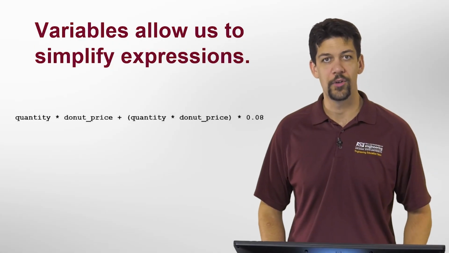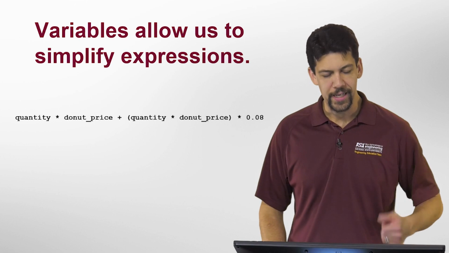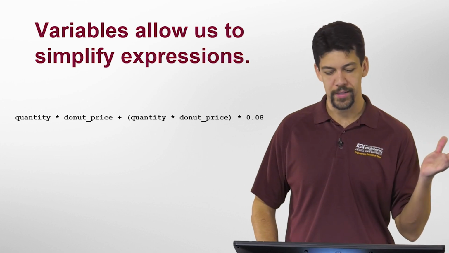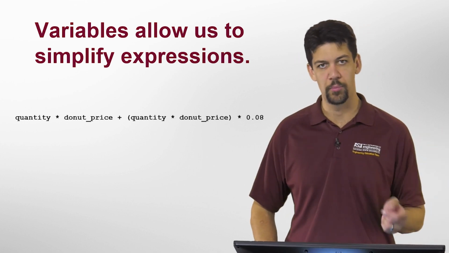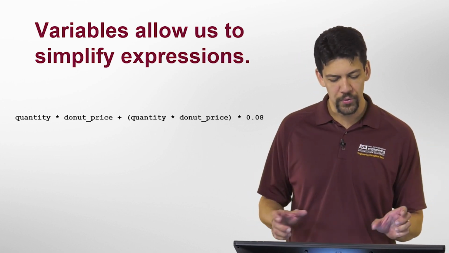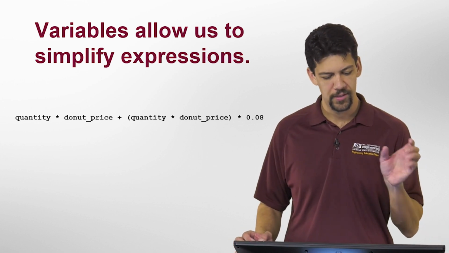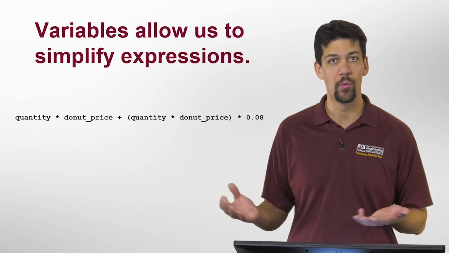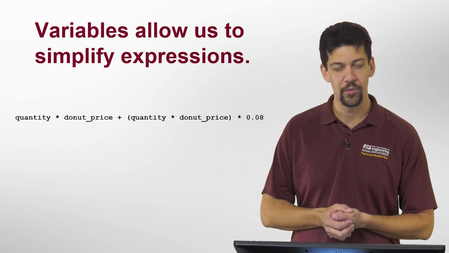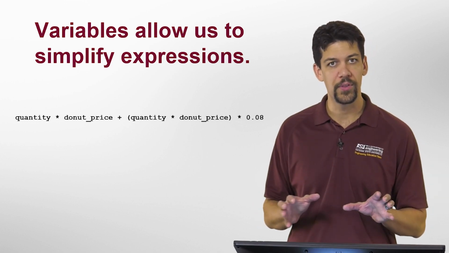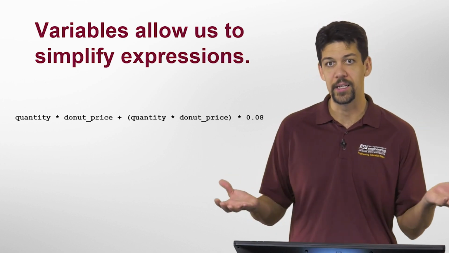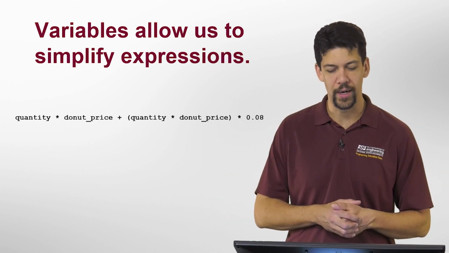So let's look back at our donut price example. The last state that we left it in was quantity times donut price plus quantity times donut price times 0.08, which is our tax. Both of these donut price times quantity pieces represent the total price for whatever sale we're trying to make, right? And they do different things, right? One part is for calculating tax and one part is for calculating the total donut price, right?